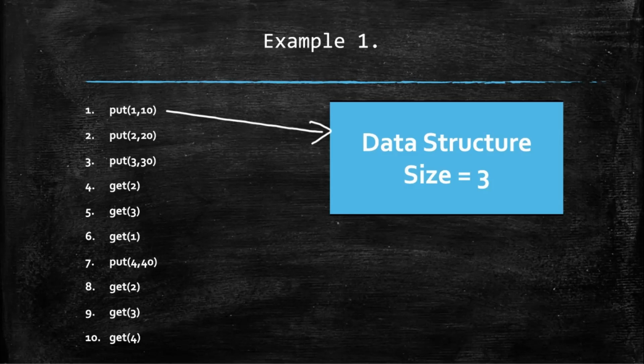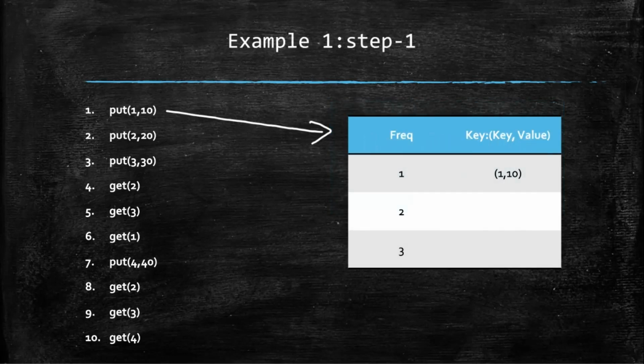So in that I also have to implement least recently used. Let's talk about example number one. There are some queries from 1 to 10 which we are given, and we have to perform these queries on the data structure with a size of 3. In query number one, we have to put key 1 with a value of 10. So my data structure will contain, with a frequency of 1, the node 1 comma 10.